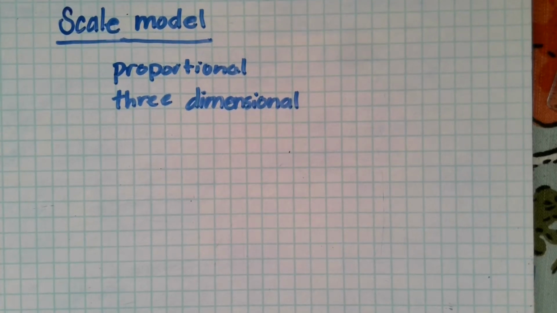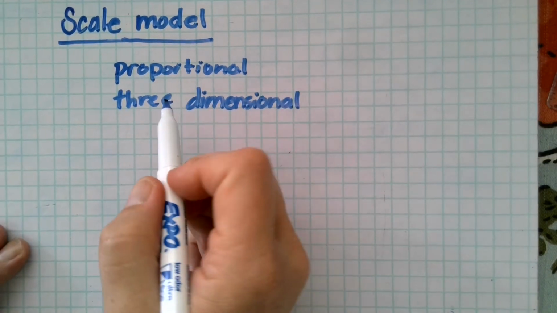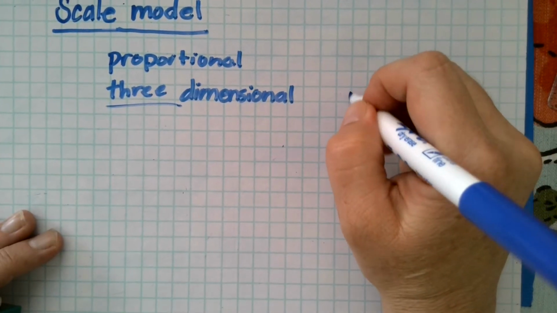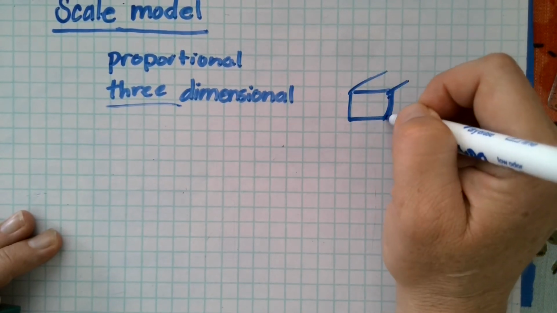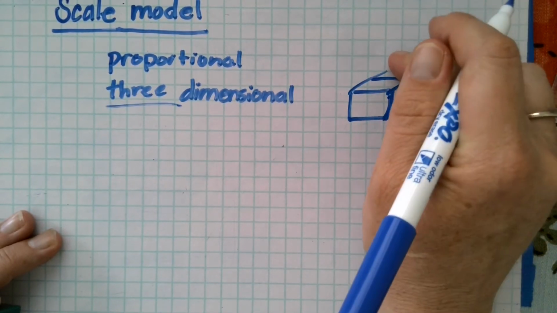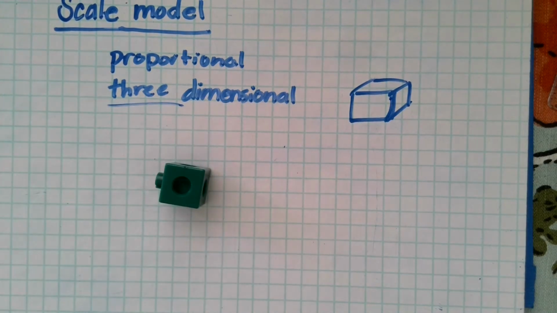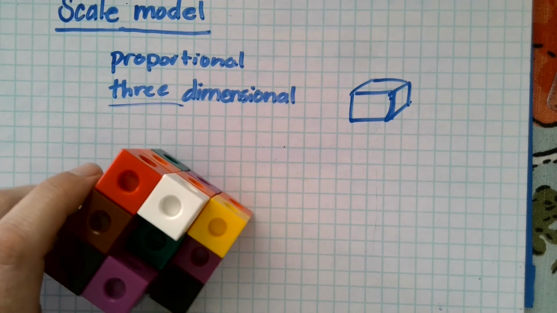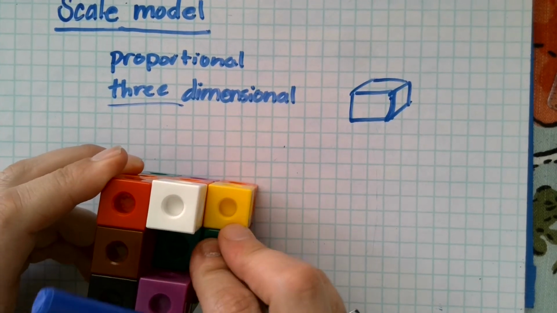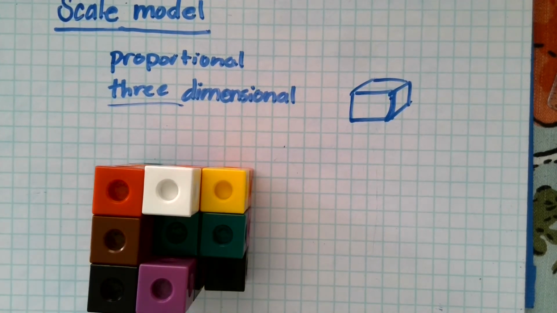Now let's take a look at a scale model. A scale model is again proportional, but this time it is three-dimensional. So it's going to have length, height, and depth. Okay? So it would look something like a cube. So if we wanted to build a scale model of your bedroom, we would have to get some cubes out and actually give it some volume. So it'd be length, height, and width, right?